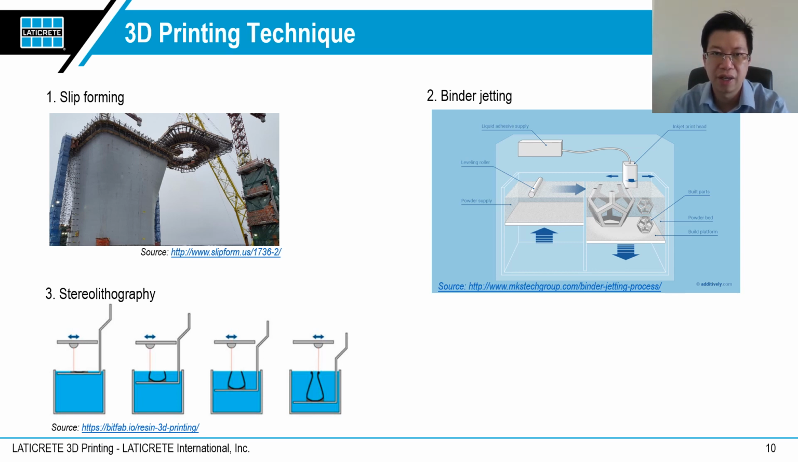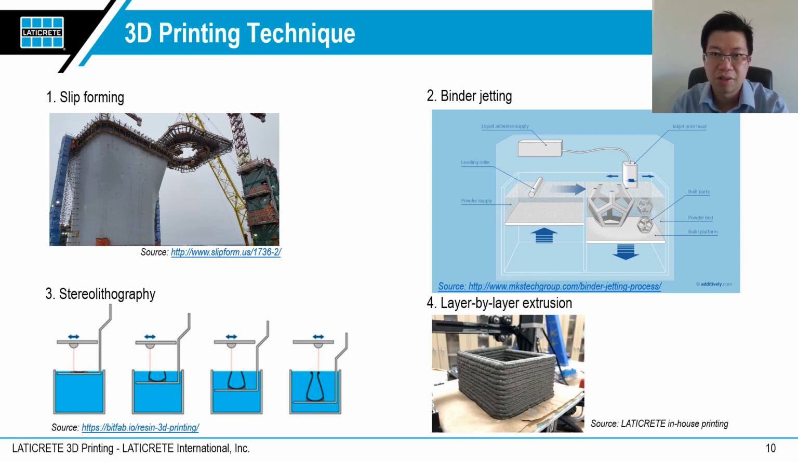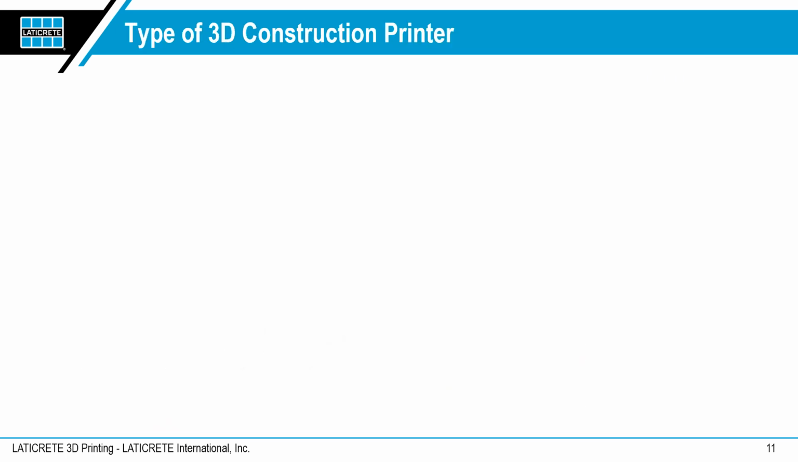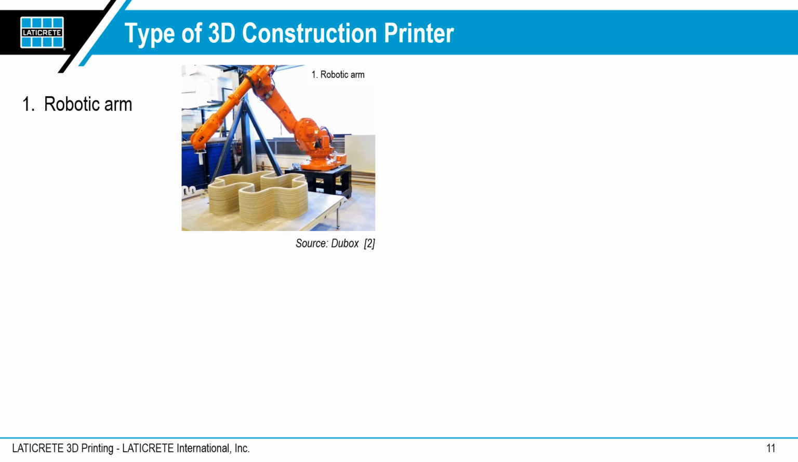The last one is layer-by-layer extrusion. In this process, the structure is built layer by layer from the bottom to the top. In this presentation, I will present mostly our work in 3D printing using the layer-by-layer extrusion method. In addition to different 3D printing techniques, let's discuss the types of 3D construction printers. A 3D construction printer usually has a larger printing area compared to a desktop 3D printer, as it is intended to print structure components. The first 3D printer that I would like to present here is the robotic arm. A robotic arm 3D printer usually has multiple rotational axes, which enable it to print not only in the horizontal plane, but also in diagonal planes.